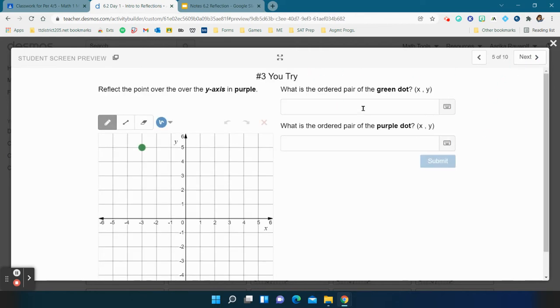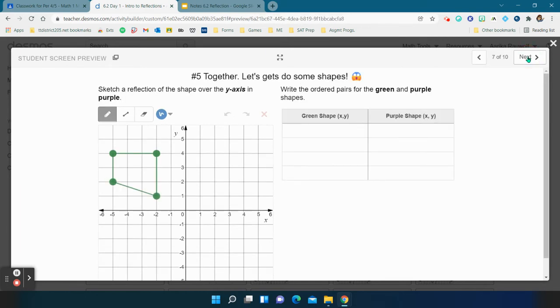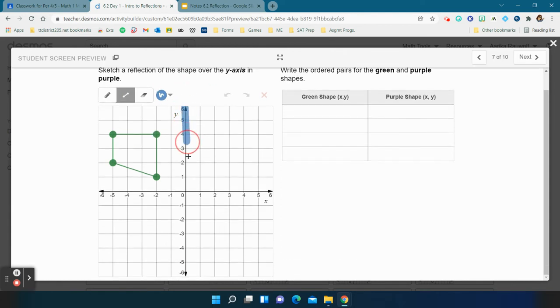All right, I want you to try the next two examples on your own. So the first one, reflect over the y-axis, and then number 4, reflect over the x-axis. Number 5, we're going to do together. So this is a shape now. So let's not freak out. Let's look at the shape. Okay, so we're going to reflect the shape over the y-axis. So let's highlight that in blue so that we know where it is and what we're going to be going over.